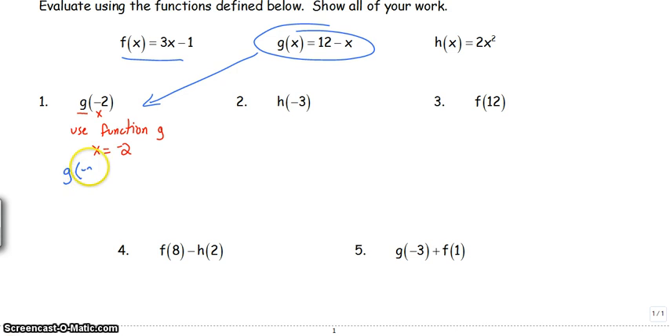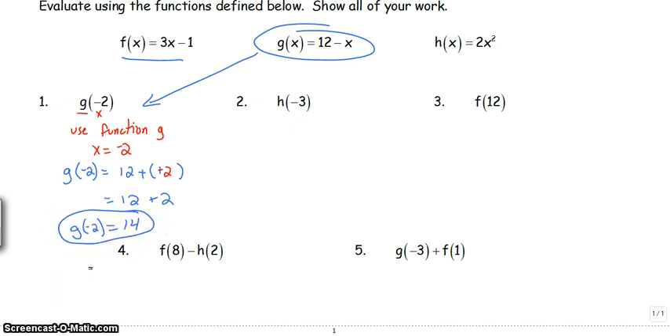g, when x is negative 2, is equal to 12 minus, and please don't forget, every time we substitute, we use parentheses. So instead of x here, I'm using negative 2. Without the parentheses, I could put myself in trouble because I might not see this is minus a negative. And when we do minus a negative, it's the same as a positive. So this is 12 plus 2, or 14.